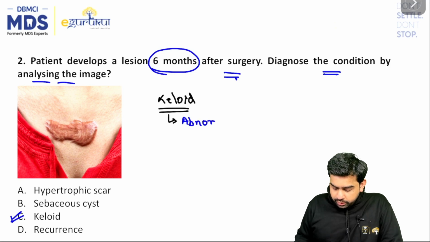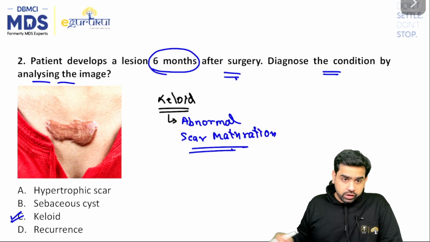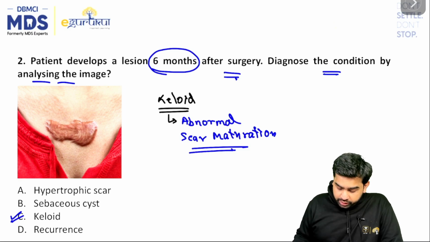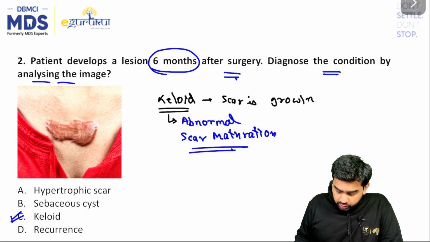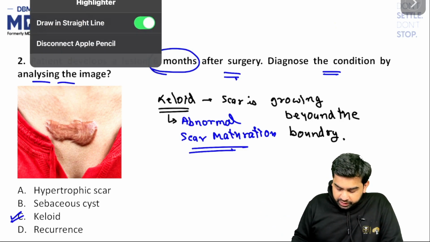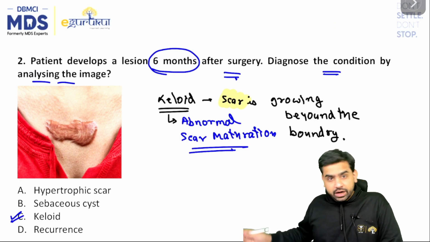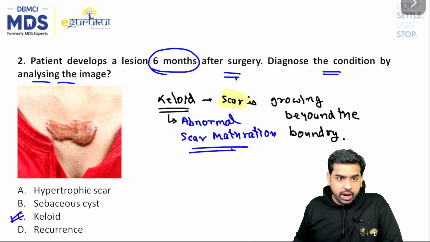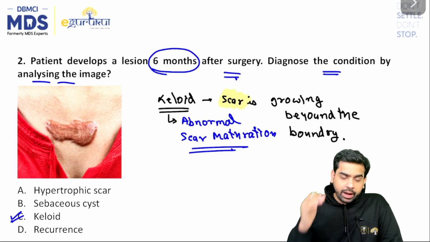So there is an abnormal scar maturation which takes place. It can lead to either a keloid or a hypertrophic scar. Why is this a keloid? Because I hope you're able to understand here, this scar is growing beyond its boundary, and that is why this is a keloid. So this is not a hypertrophic scar. You need to appreciate how to distinguish the hypertrophic scar from the keloid.